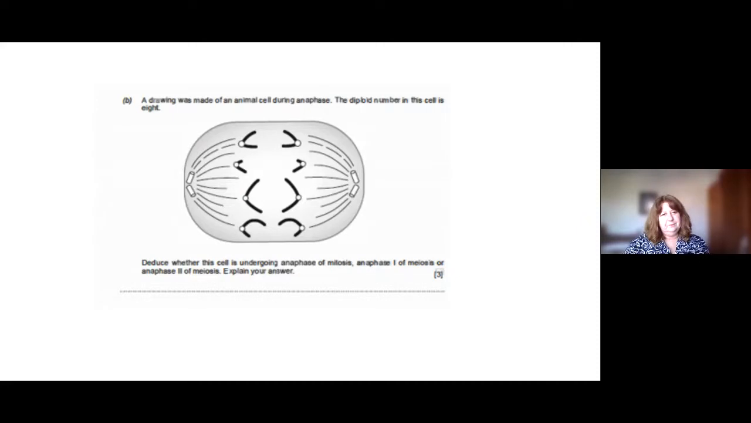Okay, this next question. A drawing was made of an animal cell during anaphase. The diploid number in this cell is 8. Okay, so that's a pretty important piece of information there, the diploid number. Now we can see there we've got 1, 2, 3, 4, 5, 6, 7, 8 strands, and we can see each of those single strands being separated from each other. And it says, deduce whether this cell is undergoing anaphase of mitosis, anaphase 1 of meiosis, or anaphase 2 of meiosis, and explain your answer.